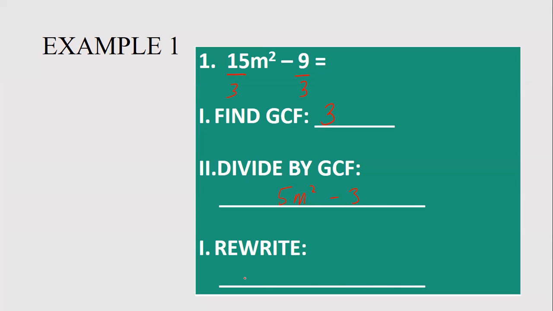When you write your solution, it is always the GCF times your quotient. The quotient is what comes after you divide. This is my quotient, and this is my GCF. Your rewrite is GCF times your quotient. So my final answer is 3, parenthesis, 5m squared minus 3. Fully factored. How do we feel?